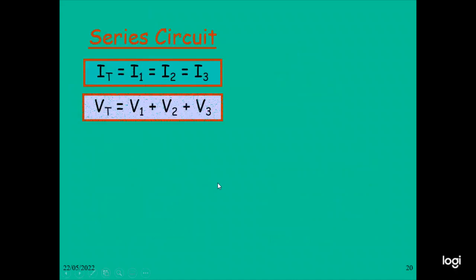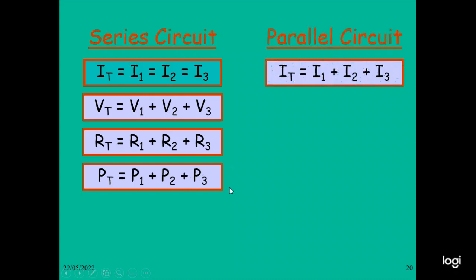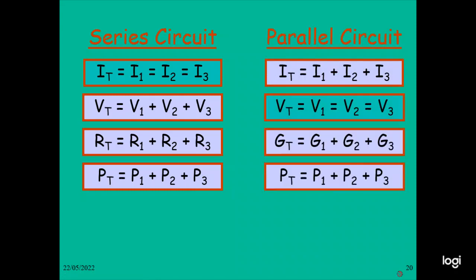You can get it. Series circuit condition: ID equals I1 equals I2 equals I3. VD equals V1 plus V2 plus V3. R equals R1 plus R2 plus R3. PT is P1 plus P2 plus P3. Parallel circuit condition: I equals I1 plus I2 plus I3. VT equals V1 equals V2 equals V3. GD equals G1 plus G2 plus G3. And PD equals P1 plus P2 plus P3. Those are the formula relations between voltage, current and resistance of series and parallel circuits.